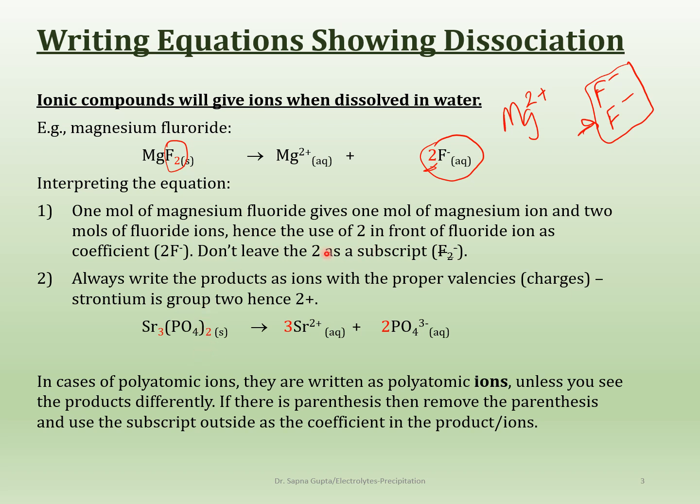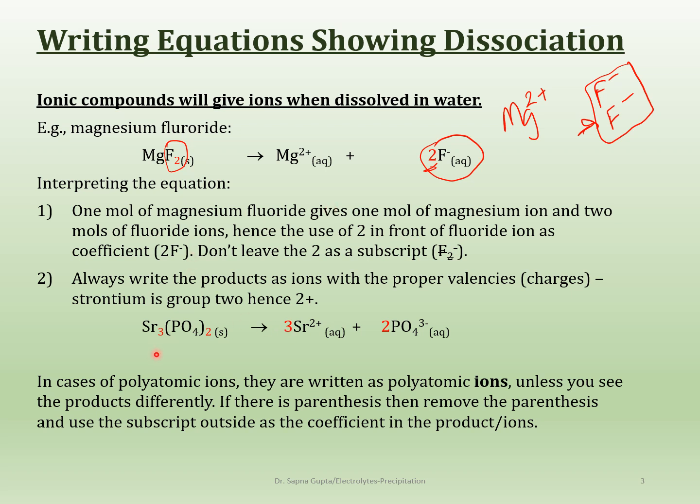You have to write all the products as ions only, because when something is dissolved in water, it is dissociated. Remember, dissociation means that something is not associated together. As soon as you dissolve something, the water molecules come in the middle and separate out the ions.